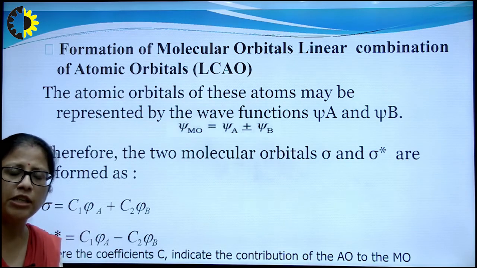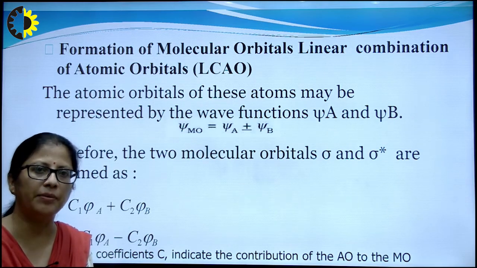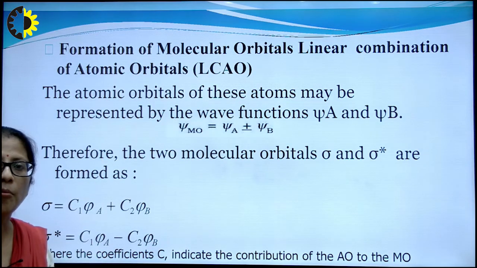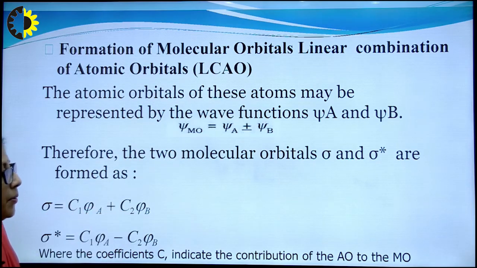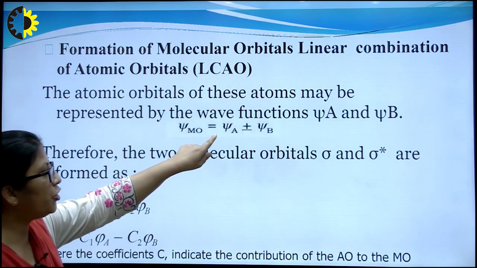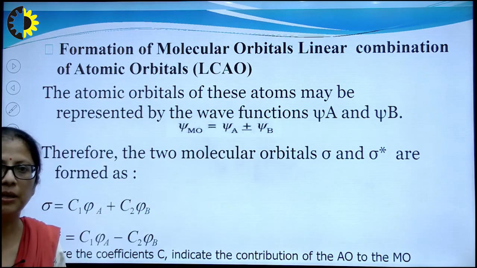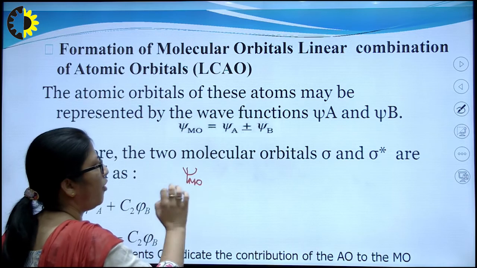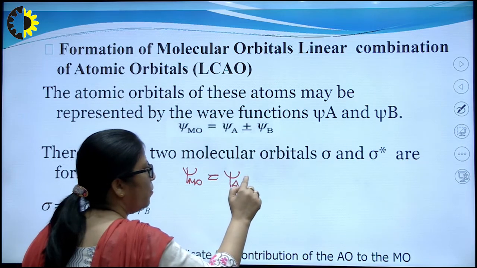The atomic orbitals of these atoms may be represented by the wave functions psi A and psi B. Suppose the two atomic orbitals which are combining to form the molecular orbital are shown by the wave functions psi A and psi B. Now, the wave function for the molecular orbital is shown by either the addition of psi A with psi B or by the subtraction of psi A and psi B. That is, psi MO, which is being formed, can be formed by either the additive combination of psi A with psi B.